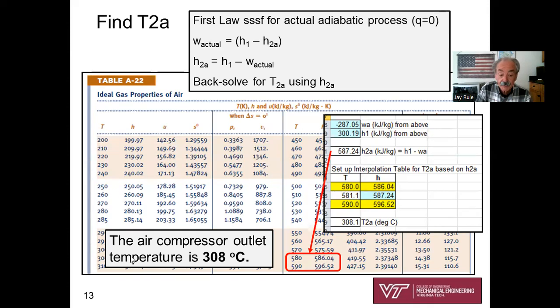So the air compressor outlet temperature is 308 degrees C. That's hot. That is really hot. And so that's why it's important to calculate this T2 actual, because in the real world, if this is an industrial air compressor, we're going to have to add another piece of equipment downstream of that air compressor to cool down that hot air for us to be useful, right?